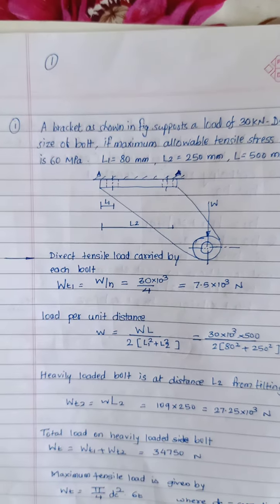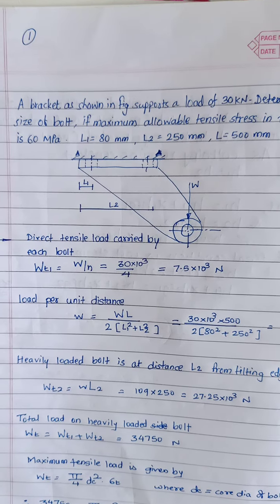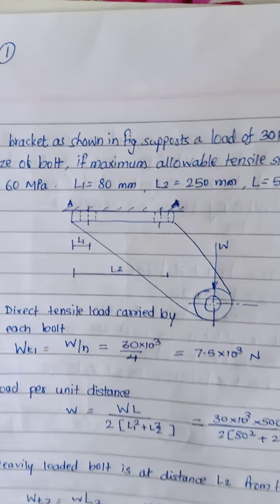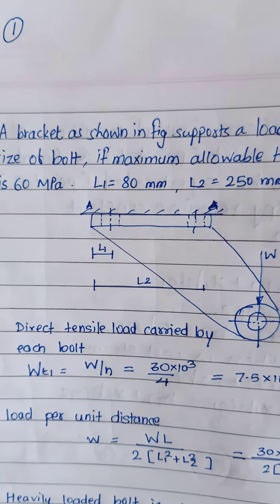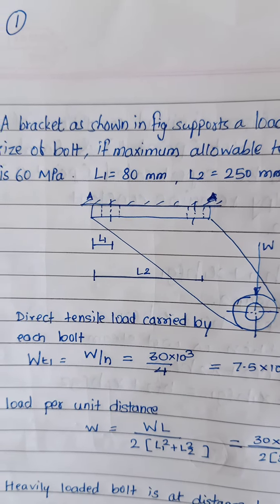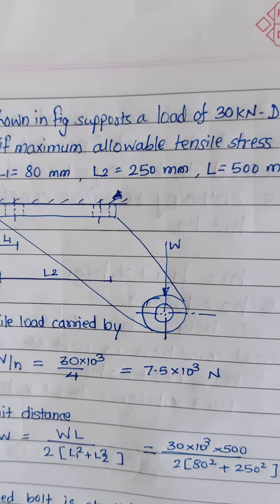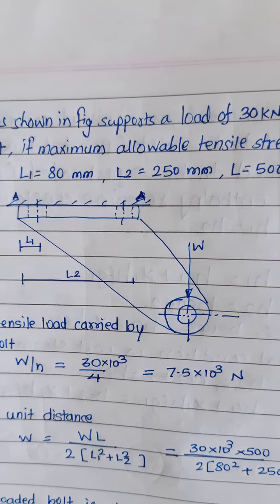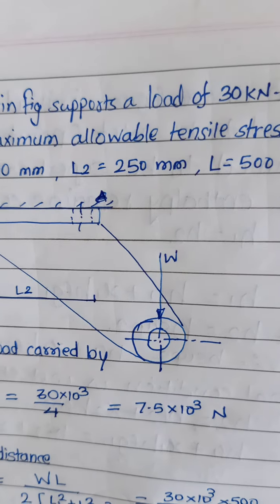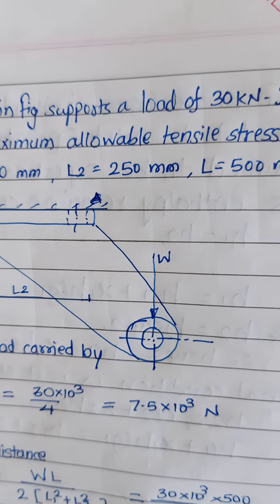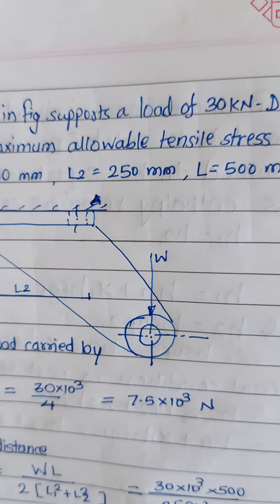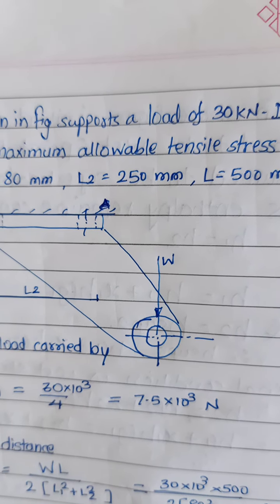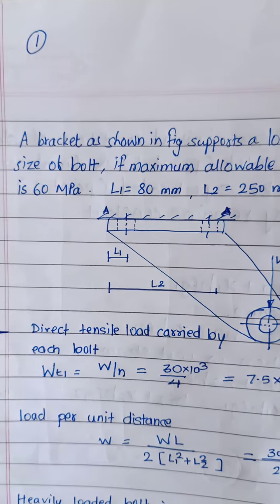So the steps are very simple. First we'll calculate the direct tensile load, that will be WT1, which will be W divided by N, and in this case N is 4. So 30 into 10 raised to 3 divided by 4 gives us 7.5 into 10 raised to 3 Newton. So this is WT1.